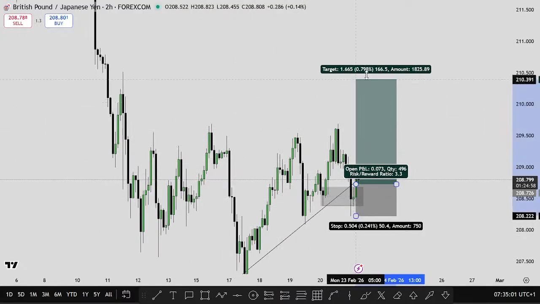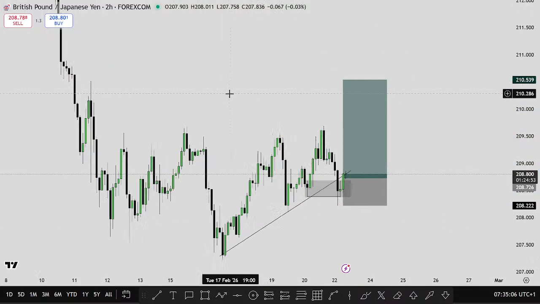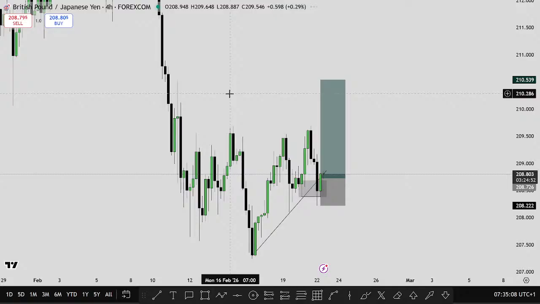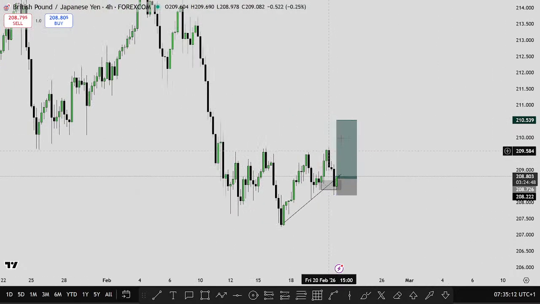Immediately, what price does next will then be the focus. So if this buy does not stick, if the buy did not hold, we'll just change direction to be selling immediately without any hesitation. That's on GBP JPY.